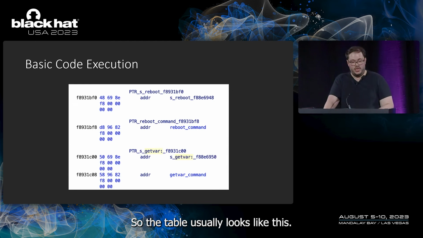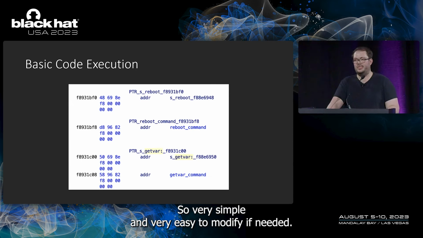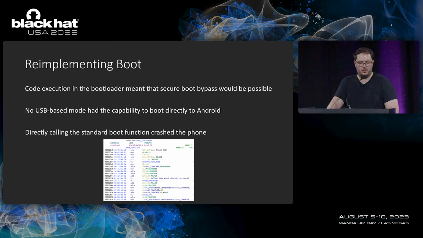So the table usually looks like this. You have the string, reboot, then the reboot function call, and then getvar, and then the getvar function call. So very simple and very easy to modify if needed.